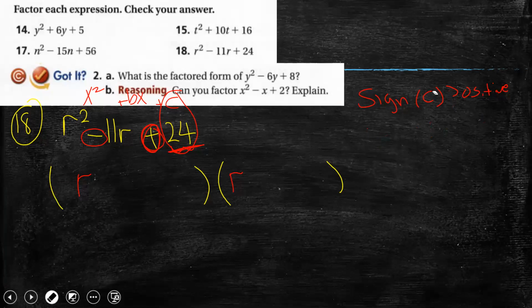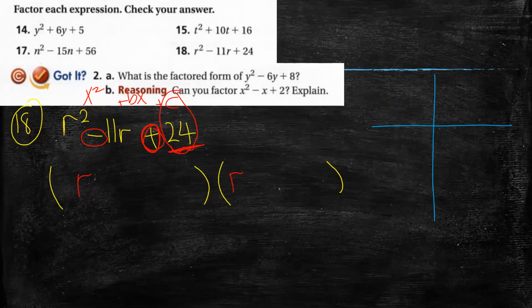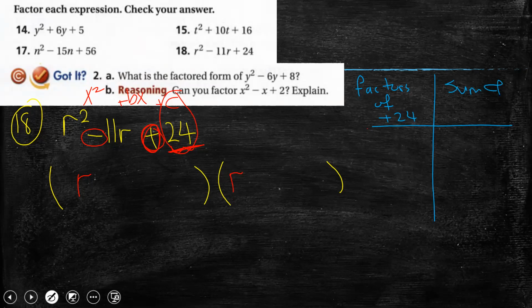I will draw a table here, and I will make it like this. In the first column, I will write the factors of positive 24. And here I will write the summation of the factors. So the first step, I will write the factors of 24, then I will write the sum of the factors. Now, what are the factors of 24?